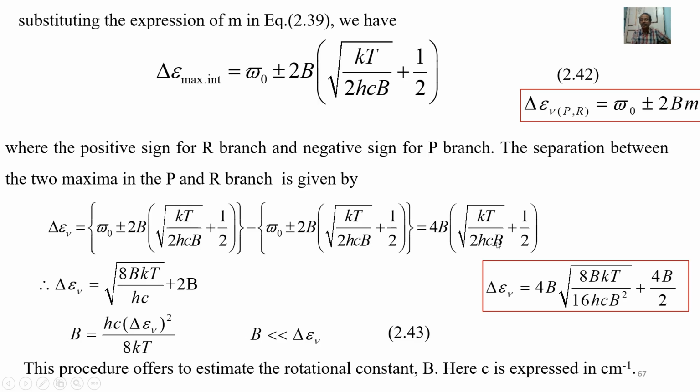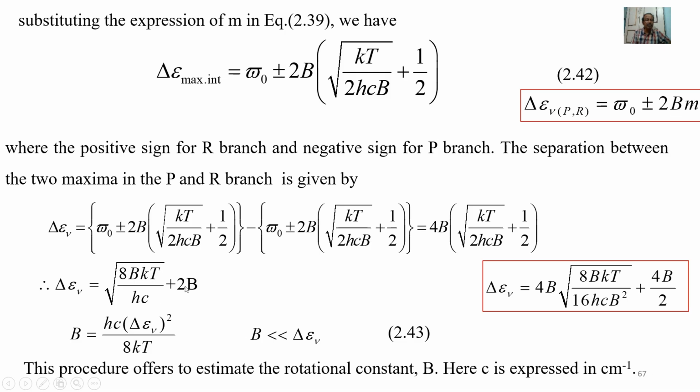What I am going to do is multiply 8B inside, 8B in the numerator, and I am going to multiply the same 8B in the denominator. So that will give us under root 8B KT divided by, here already 2 is there, so this becomes 16HCB squared. I am going to pull 16B squared out, so that will give me 4B. And this 4B and the denominator 4B we have pulled out will get cancelled. The remaining term will be root of 8B KT divided by HC, plus 2B.